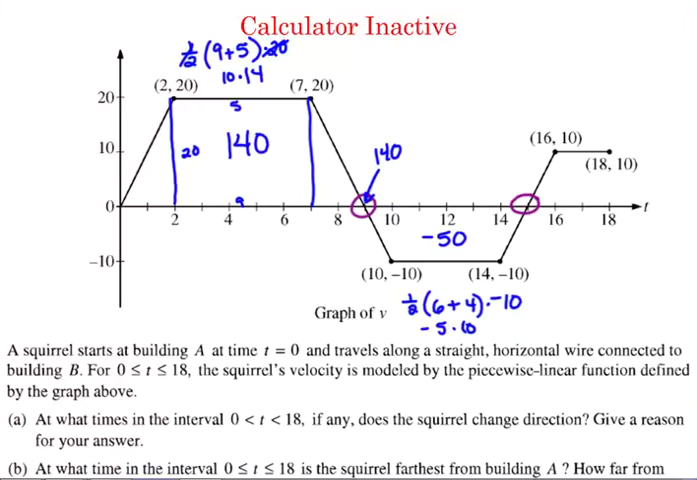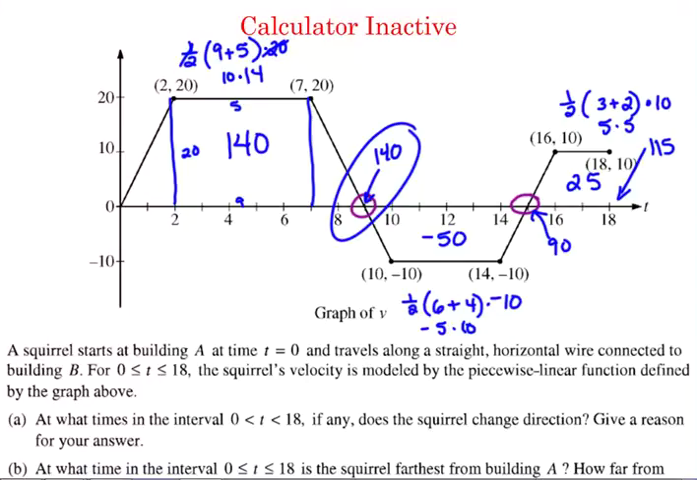All right, and then last one here, we've got 1/2 times my base 1, 15 to 18 is 3, plus my base 2 is 2, and my height is 10, so that's 5 times 5, so that's 25. So we're at 140 at that time, right here, 140 minus 50 is 90, and then here at the end, we're at 115. So when was it the furthest away? Right there.